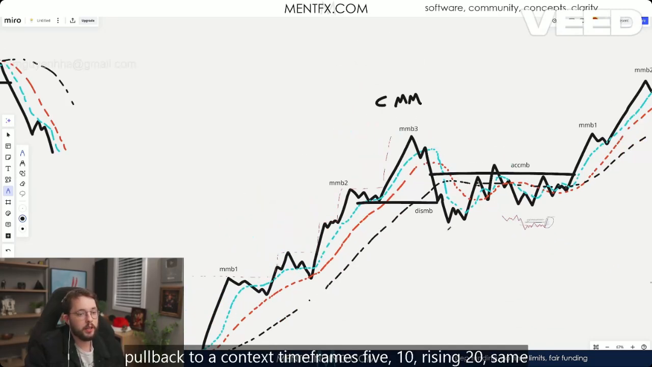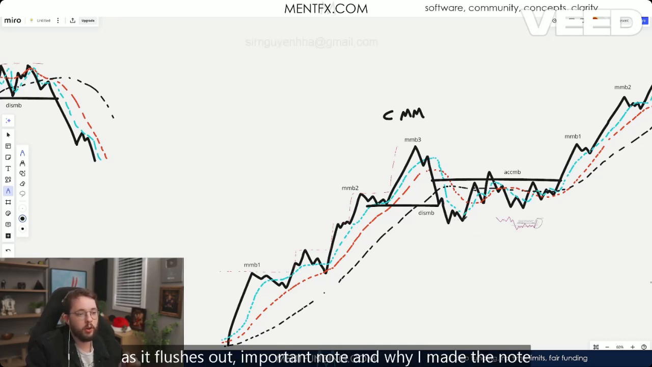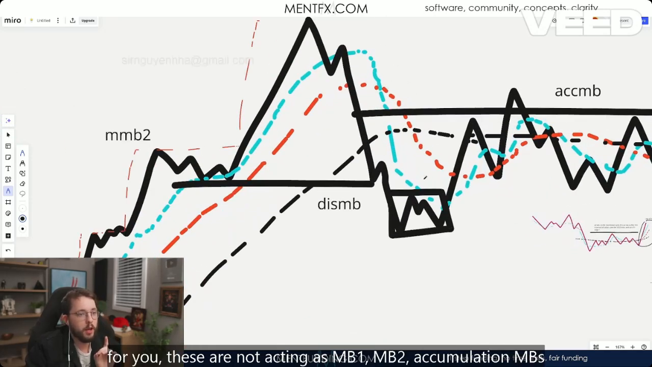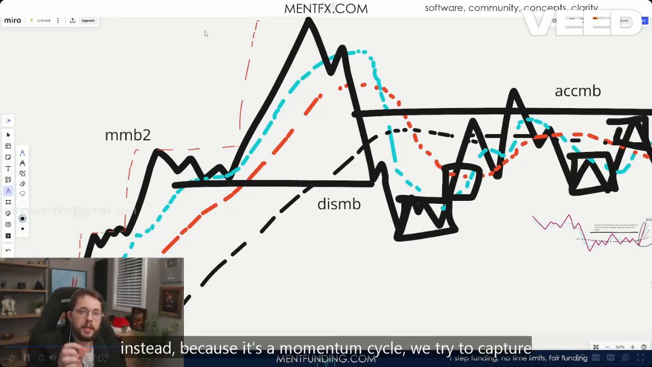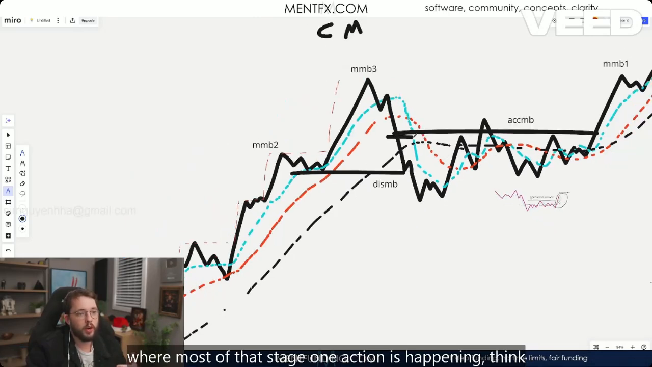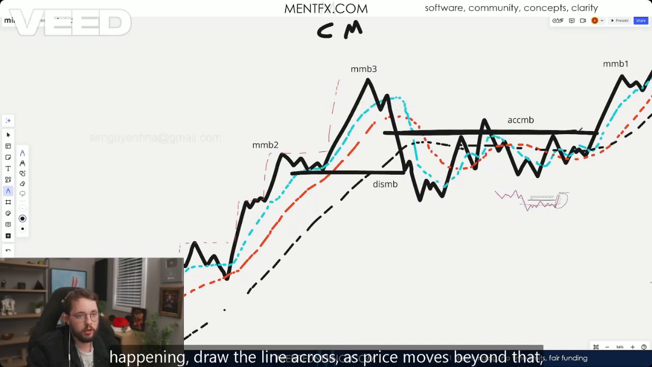Because that's going to be a pullback to a context time frames 5, 10, rising 20, same exact thing as you saw before, flushes out. But notice how as it flushes out, important note, and why I made the note for you, these are not acting as MB1, MB2 accumulation MBs. Instead, because it's a momentum cycle, we try to capture where most of that stage 1 action is happening. Think about the box, stage 1 section, stage 1 action is happening, draw the line across.